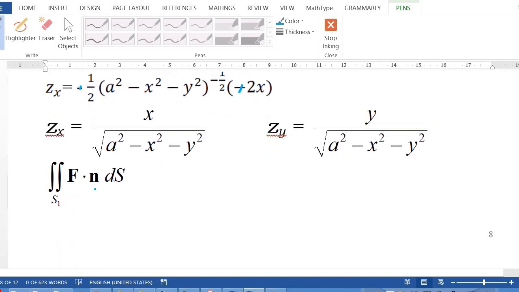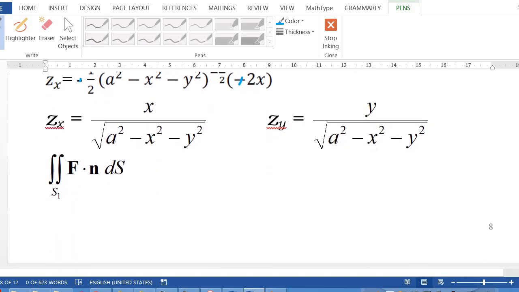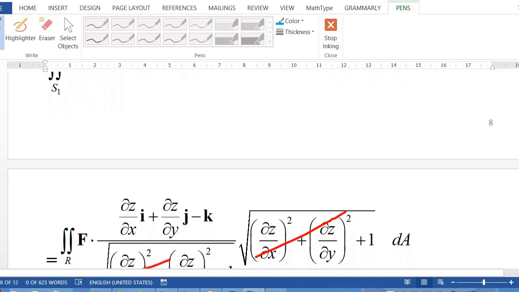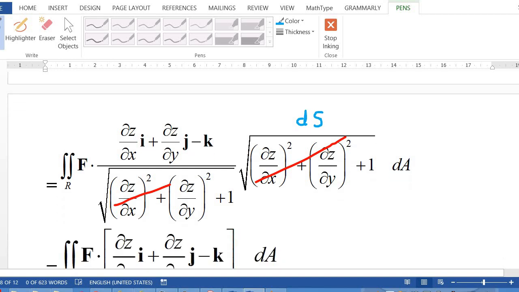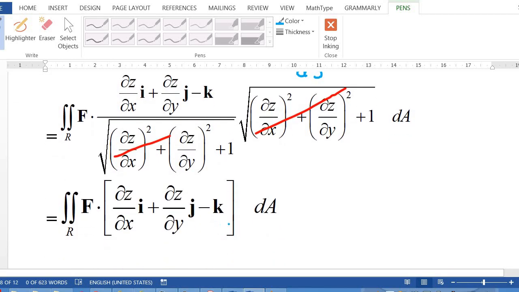Then for the flux integral F dot n dS, the difference here is that n is pointing down, that's why for the normal vector, component i is positive, component j is positive, component k is negative. Similar to pointing up just now, this square root is the magnitude of the normal vector, and this square root is actually dS. So the square root and square root here cancel each other. So you get the flux integral if the unit normal vector is pointing down.